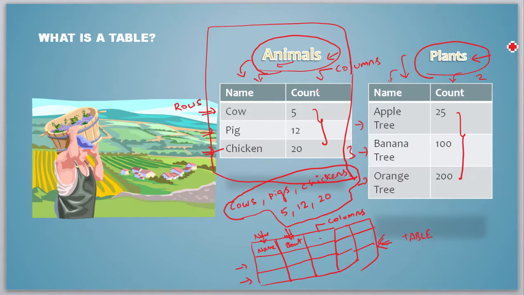What are we going to do with the table? We will talk about those in the subsequent videos. But up to this point, all you need to know is what a table is. A table is a way to store data, in the format of columns and rows. That's it. So that's a table.